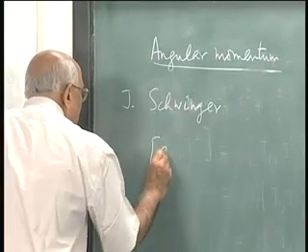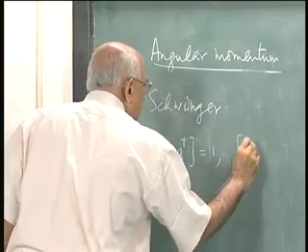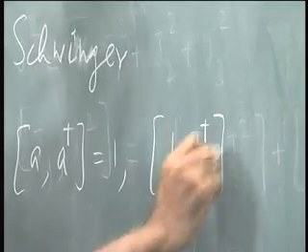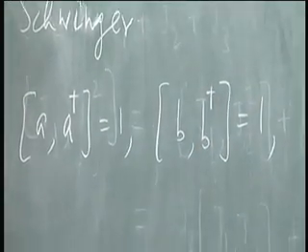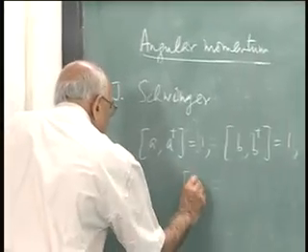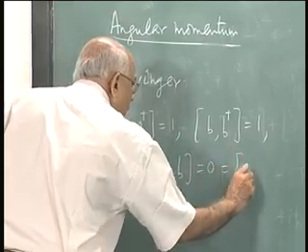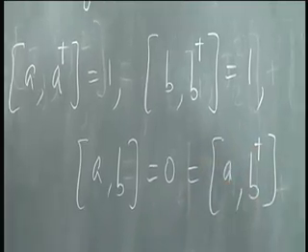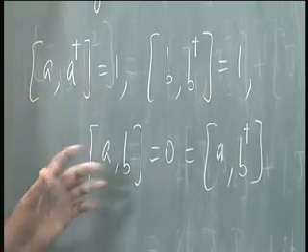So let us have the commutator of A with A dagger equal to 1, B with B dagger equal to 1, and A and B do not talk to each other, they are just two independent harmonic oscillators. So the commutators of A with B and of A with B dagger are 0. Any A operator with any B operator just commutes in this fashion, two independent harmonic oscillators.